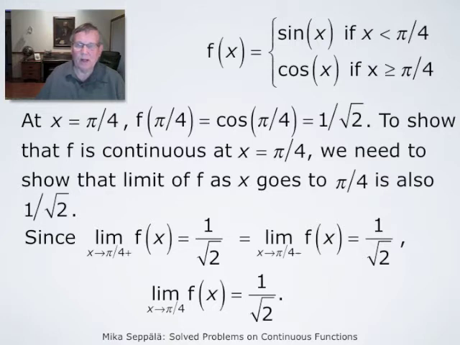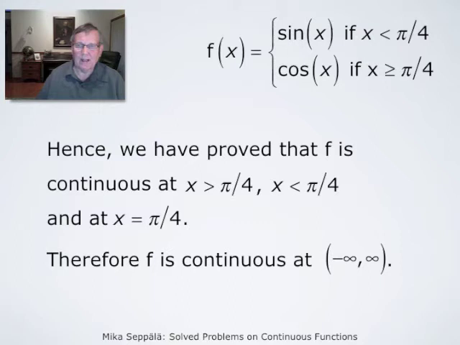The limit of f of x as x approaches pi over 4 through numbers less than pi over 4 is the limit of sine of x as x approaches pi over 4, but this limit is also 1 over square root of 2. Since these two one-sided limits are the same, the function f has a limit as x approaches pi over 4, and that limit is 1 over square root of 2. And this limit is also the value of the function at x equals pi over 4. This means that f is continuous also at that point. We conclude that f is continuous everywhere.